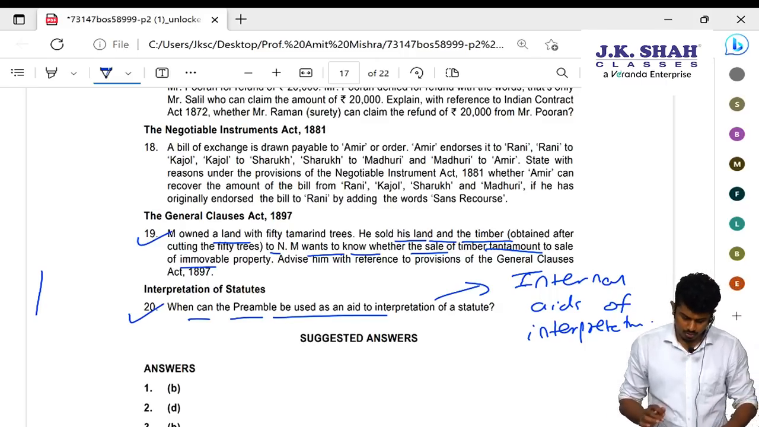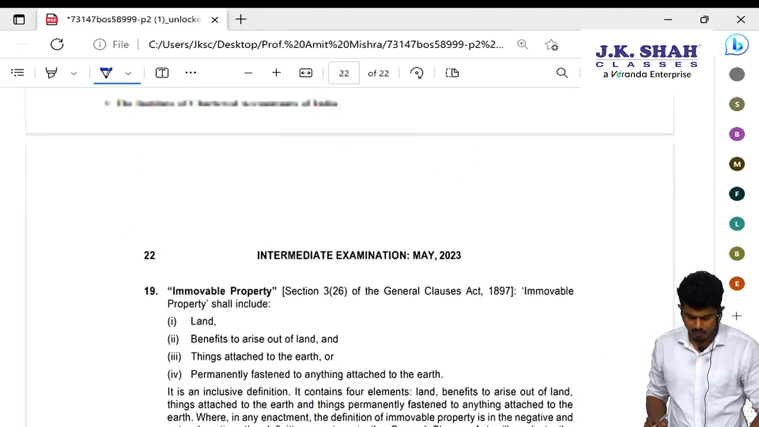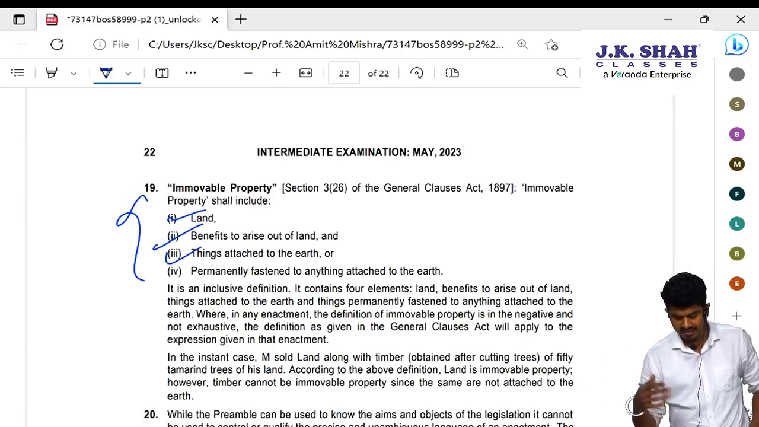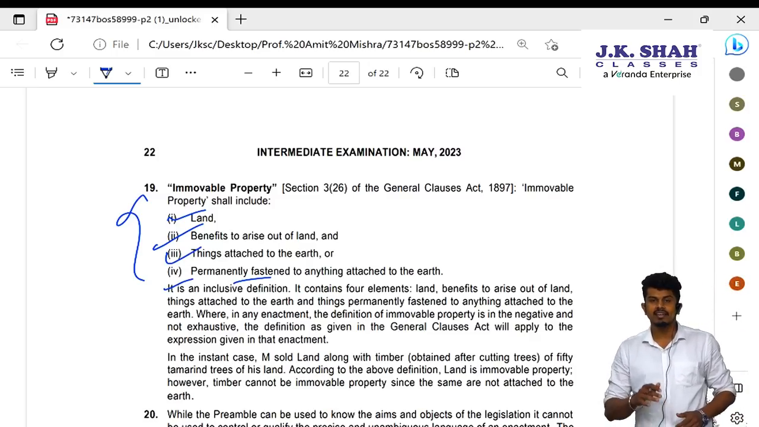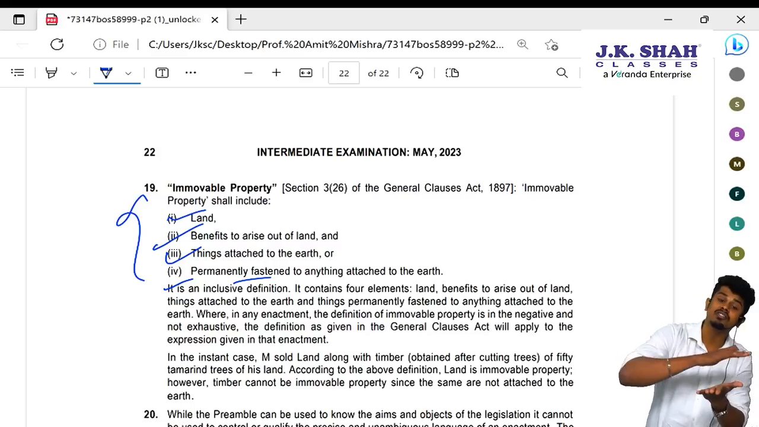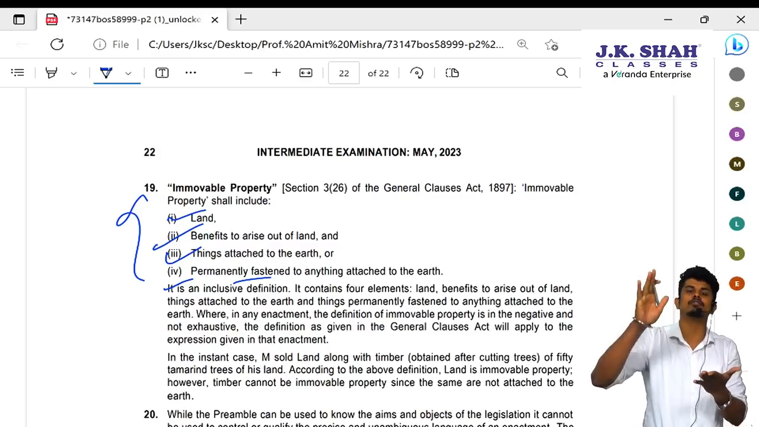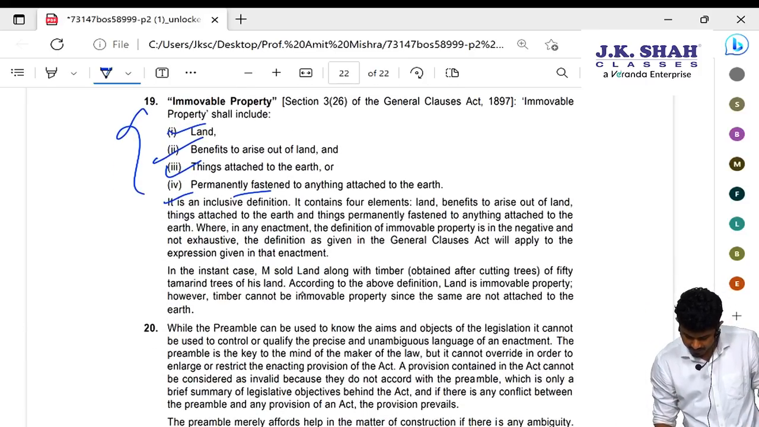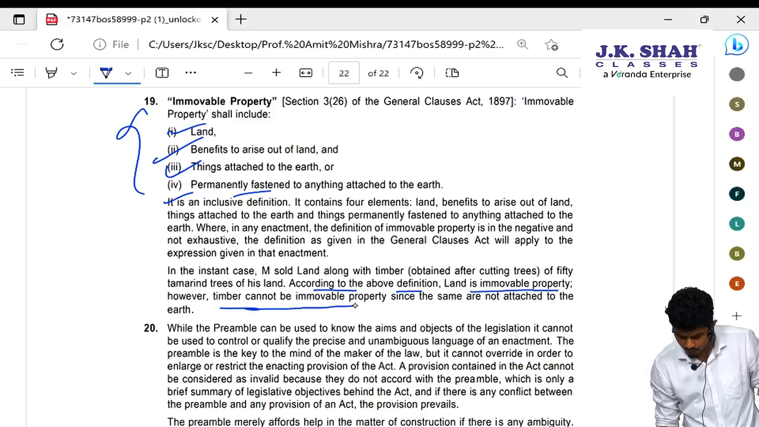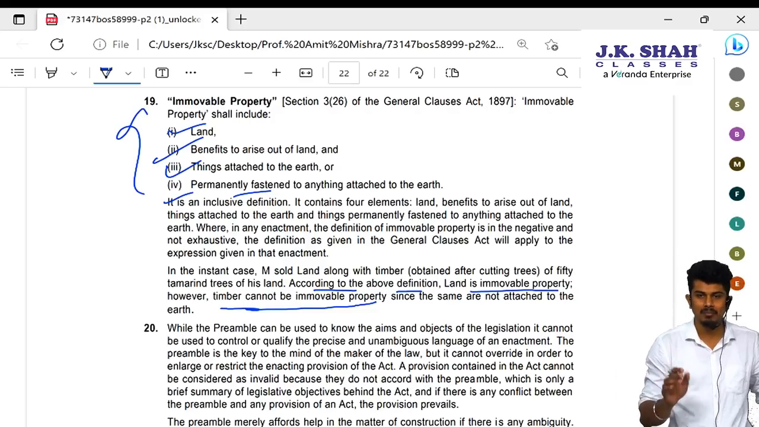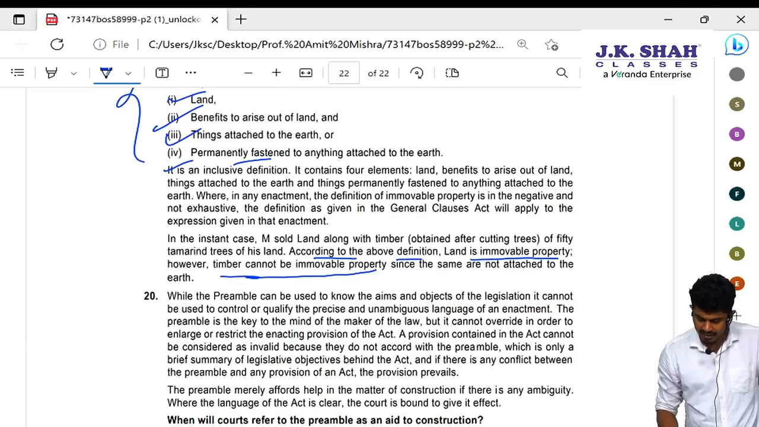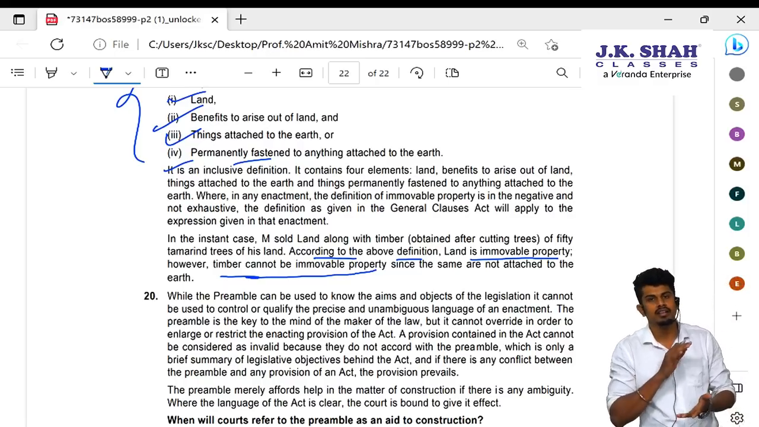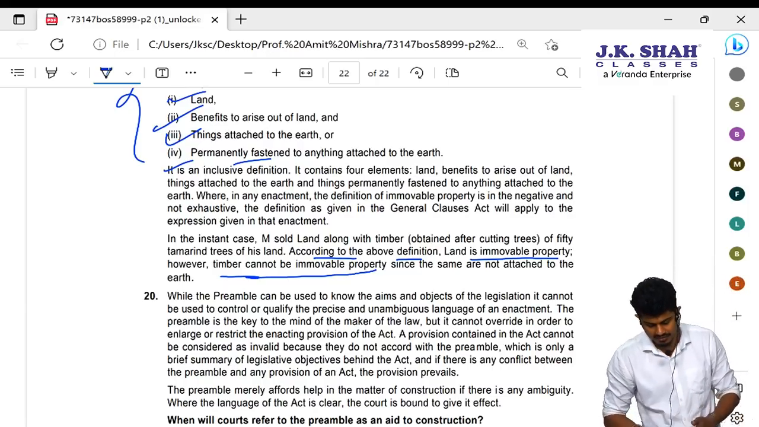So for writing the answer to this question, first we will have to write what is immovable property. As per General Clauses Act, immovable property is nothing but land, benefit arising out of land, things attached to land or permanently fastened to land. So can I say a person has sold his land and trees after cutting those trees from the land, after separating it from the land. So can I say land is immovable, but tamarind trees are movable property. Correct? So according to the above definition, land is immovable. However, timber cannot be immovable. I said tamarind, right? So it is timber trees. Okay? So timber trees cannot be immovable property. Correct, because it is sold after separating it from the land. Yes or no? Simple, easy.